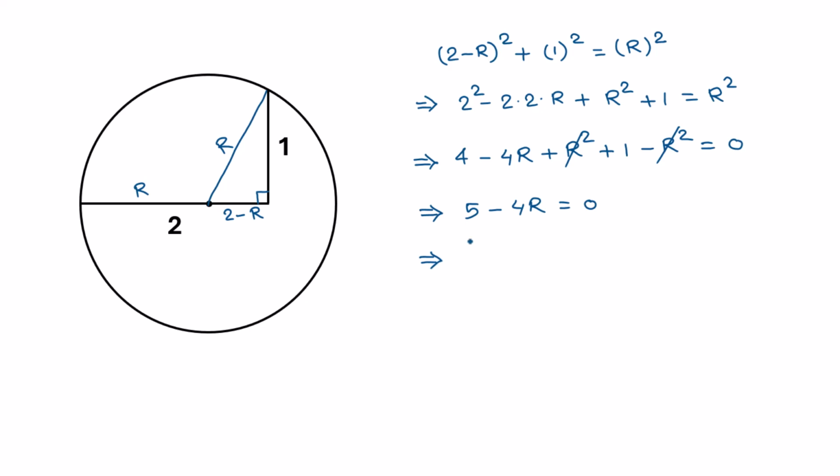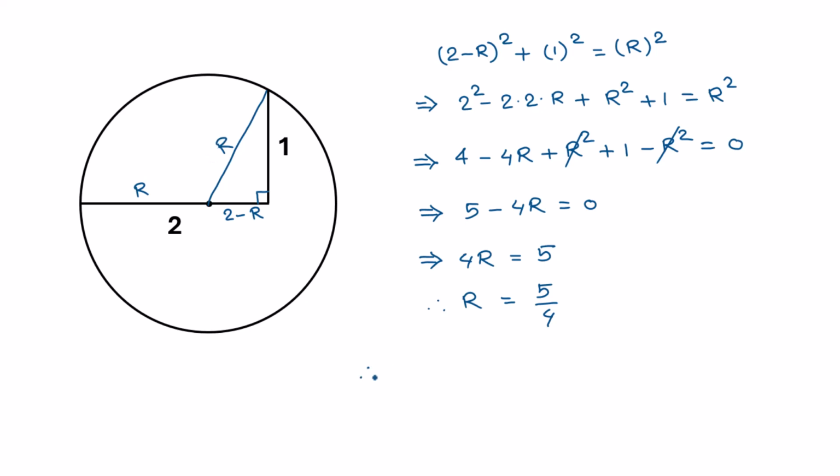Or this 4r is equal to this 5. Now divide both sides by 4, we will get the value of r is equal to 5 over 4. This is the radius of this circle.